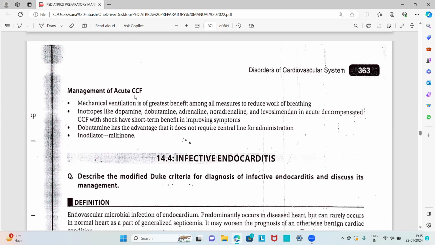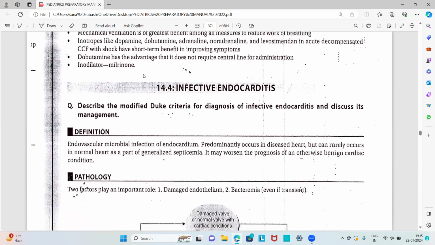Then inotropes like dopamine, dobutamine, adrenaline, noradrenaline, and levosimendan in acute decompensated CCF with shock have short-term benefit in improving symptoms. And dobutamine has the advantage that it does not require a central line for administration. And the inodilators like milrinone are also used in the case of acute congestive heart failure. So these are all about congestive cardiac failure.